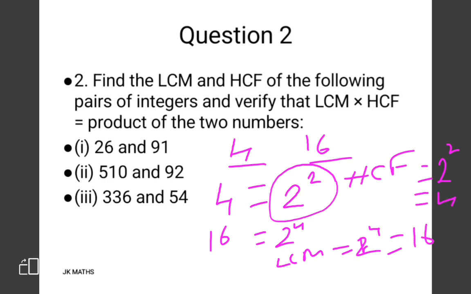So for HCF, we should see the lowest power. For LCM, we should take the highest power of the number. For HCF, we should see the common numbers, and then go for the power, that is lowest power. For LCM, we should go with highest power and all the remaining numbers except the numbers which we took for HCF. That's it. So the third sum you can try. It's the easiest sum. So let's go to another sum.